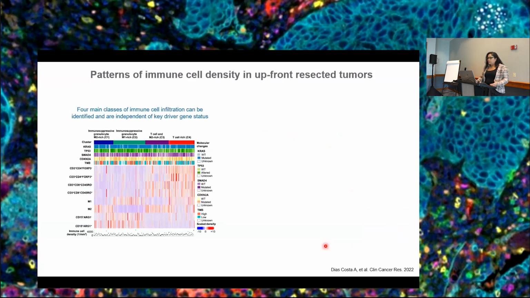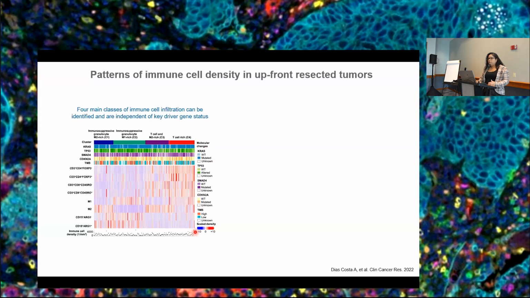So we next asked whether we could find recurrent patterns of immune cell infiltration across different tumors. In this primary resected cohort, unsupervised clustering from the major non-overlapping immune cell densities revealed 4 main patterns of immune cell infiltration. 2 clusters, C1 and C2, were characterized by low T cell density and increased immunosuppressive granulocytes or macrophages, while the C3 cluster was characterized by a mix of T cells and immunosuppressive macrophages. However, cluster 4, the T cell rich cluster, was characterized by enrichment of T cells and lack of immunosuppressive granulocytes.